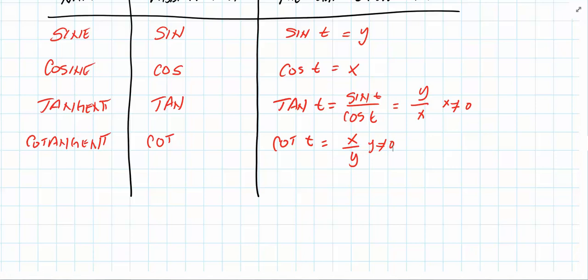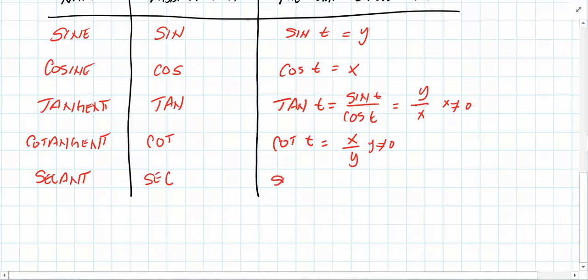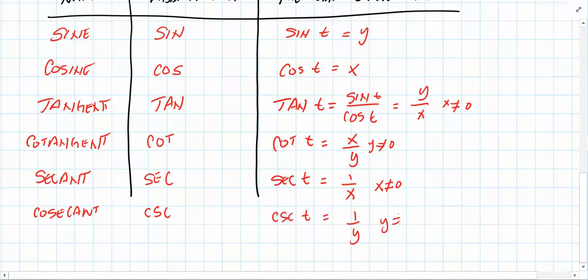There's 2 others. You know what they are? Secant. All right. Very good. The abbreviation for secant is SEC. Please do not say sec or anything. So the secant of t, in this case, is going to be 1 over x, provided that x is not equal to 0. And last but not least, we have cosecant. The abbreviation is CSC. Please do not say cosec. Okay. And the cosecant of t in this case is going to be 1 divided by y, provided that y is not equal to 0.